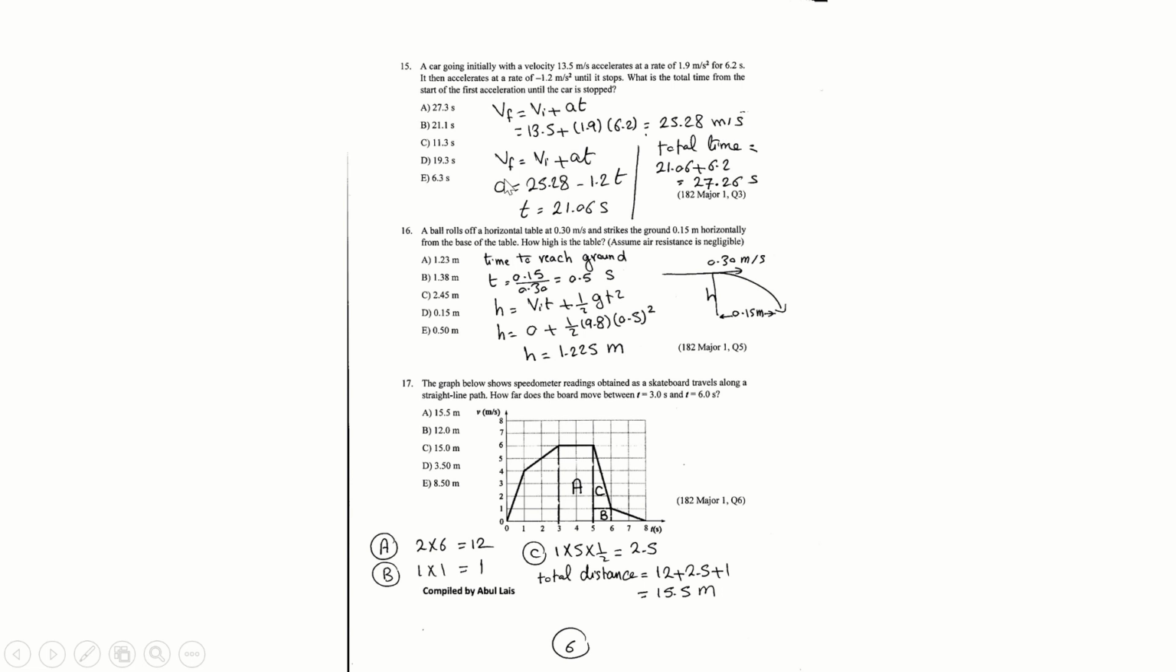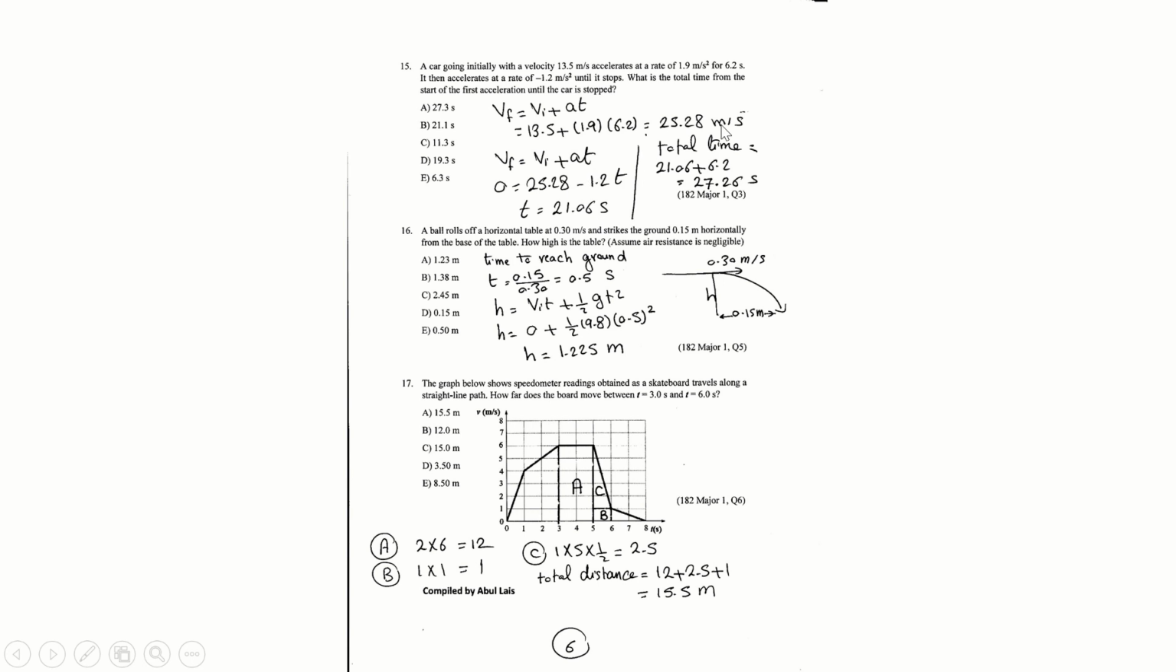Now for the second part, the final velocity is 0, the initial velocity is 25.28, and the acceleration is negative because it slows down, so it's a negative 1.2 times t. Now you can find the time again, which is 21.06 seconds.